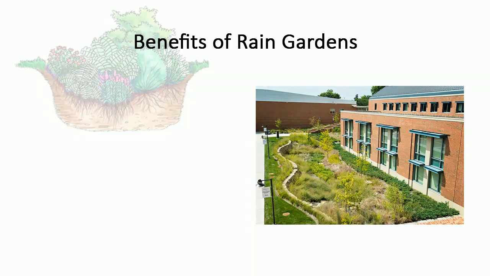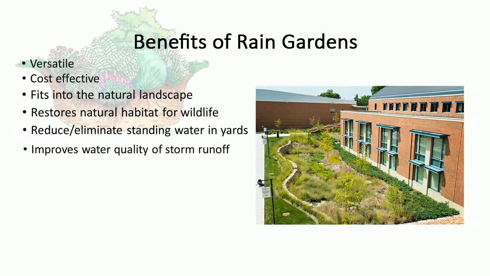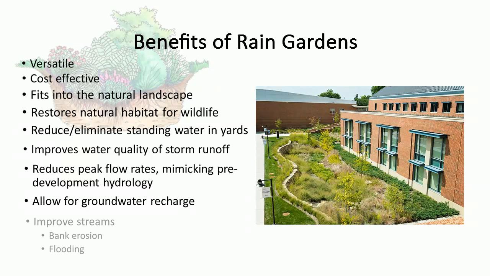There are many added benefits to constructing a rain garden. Rain gardens are versatile and can be used for nearly any drainage area. They are cost-effective and aesthetically pleasing. They require little to no maintenance after the construction. They restore natural habitat for wildlife. They reduce or eliminate ponding water in yards. They can improve the water quality of storm runoff. They reduce peak flow rates in streams. They allow for groundwater recharge and improve overall stream habitat and water quality.